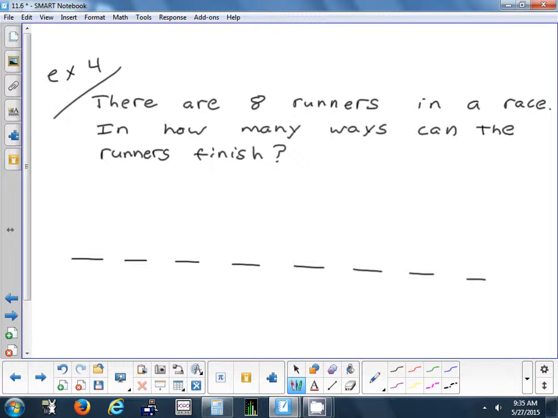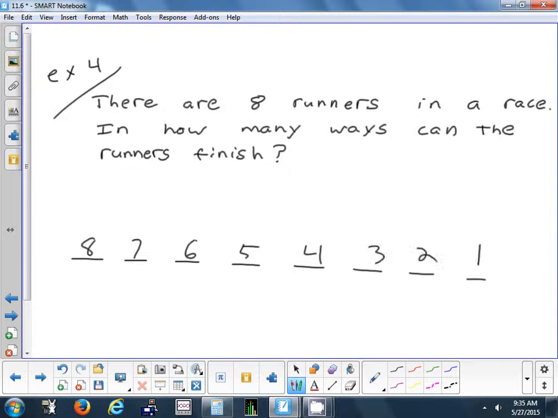Every problem I usually do like this, I usually just put blanks to represent either the positions on a license plate or the position of the runners. It just helps me to visualize it. How many choices do you have for the first runner? You have 8 different people that could come in first. Now, after that runner finishes, how many choices do you have left for the second place? 7. Okay. And all the way down.